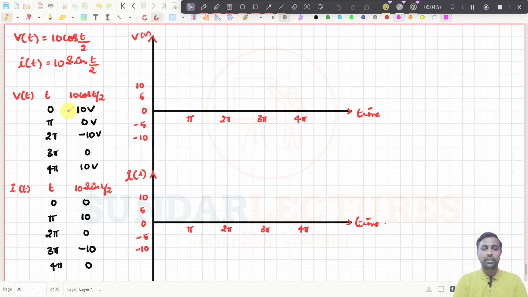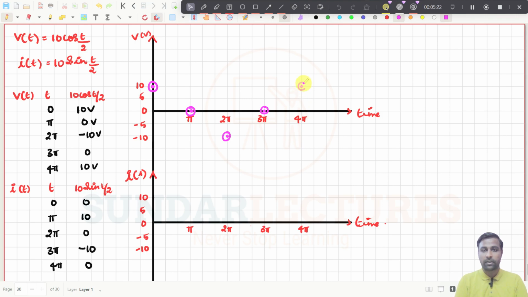So at t is equal to 0, V is 10 volt, and at pi it becomes 0, and at 2 pi it becomes minus 10. So at 2 pi it becomes minus 10, it will come here, and at 3 pi it again becomes 0, so it will be here, and at 4 pi it again becomes 10, so it will come here, right?